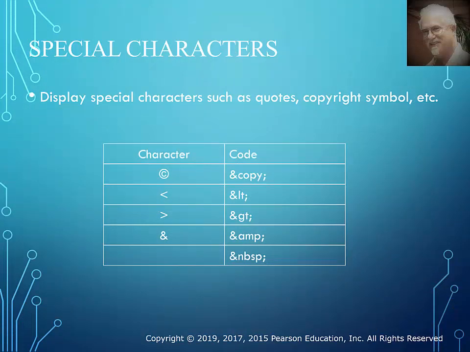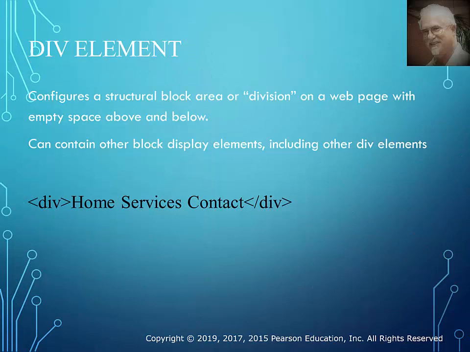Special characters are things that you have to code slightly differently. You always begin with an ampersand and end with a semicolon. For example, if you want a copyright, you go ampersand copy semicolon. If you want that less than symbol, it's ampersand LT, like less than, and semicolon. Greater than is GT, ampersand is AMP, and a non-breaking space is NBSP. So ampersand NBSP semicolon. This forces a space in there that the browser would otherwise just ignore. A browser tends to just ignore spaces. If it's a non-breaking space, it will not ignore it.